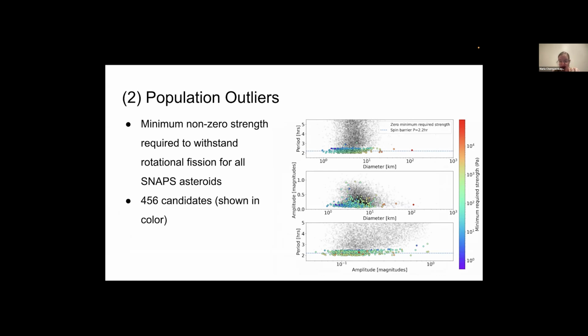Now, the majority of these points are in black. They don't require any additional strength. They're fine on their own. The colored points are the interesting ones because the minimum strength they require is non-zero, and it's color-coded by the color bar. So the hotter the color, the more strength they require. And we have 456 of these colored points.